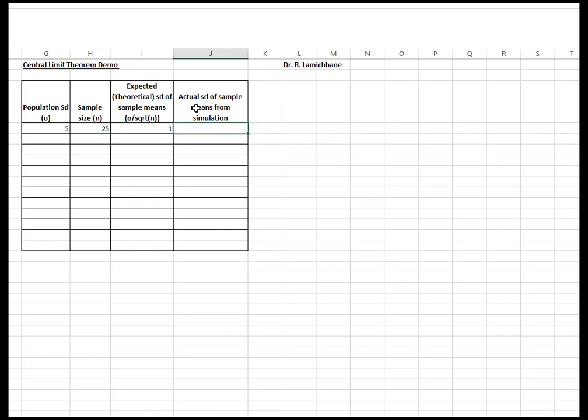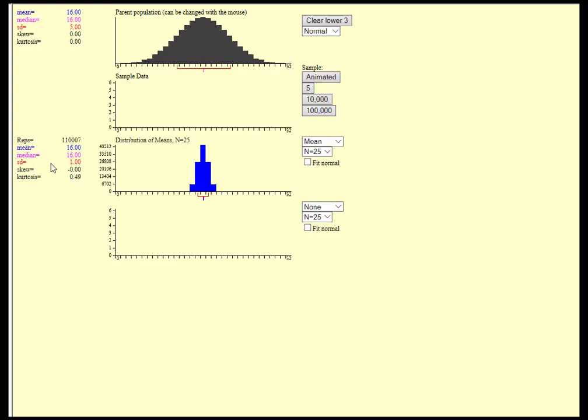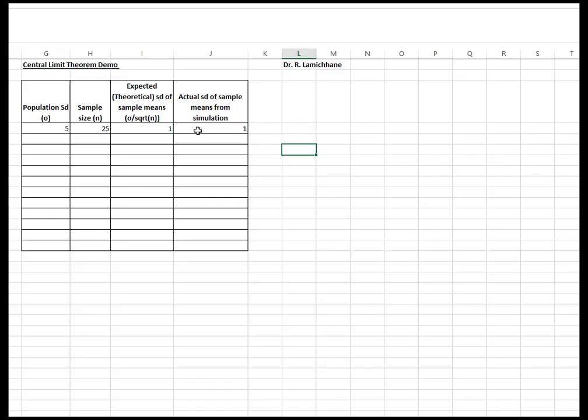Now let's see what the actual value of the sample standard deviation is from the simulation example. If you go and see the simulation example, this is exactly 1. That is a very good example. Now let me go to another example.